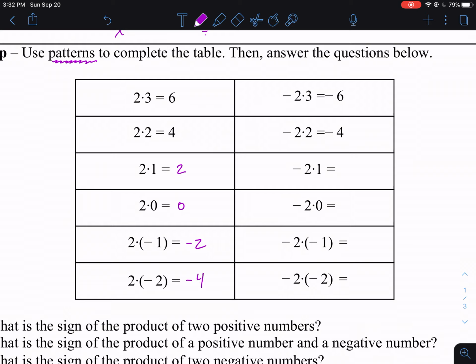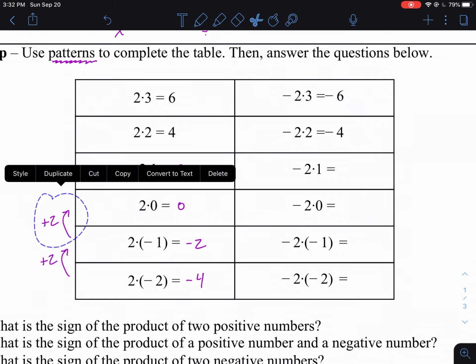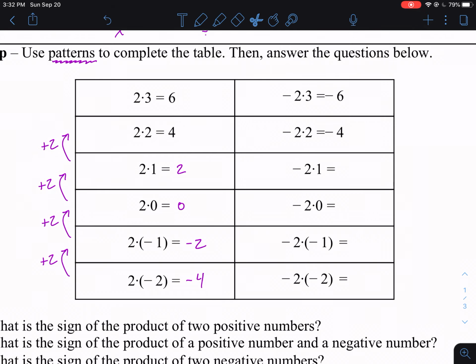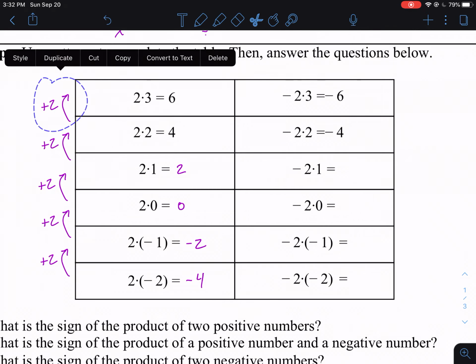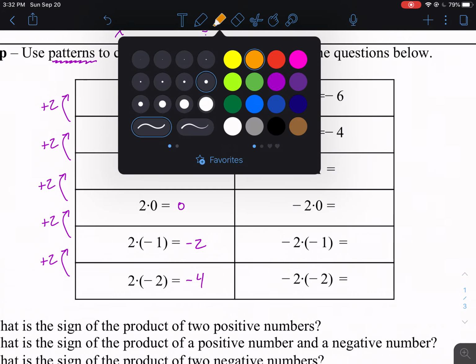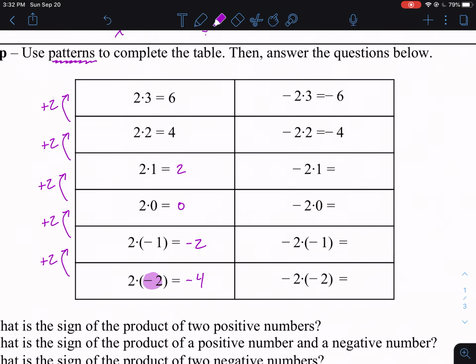So starting up here, we're adding 2 each time: plus 2, plus 2, plus 2 every time. That's because we're essentially adding a new 2 to our category. A negative 2 plus 1 is negative 1, plus 1 is 0, plus 1, plus 1, plus 1. That's why it's like counting all the 2's that we have. So each time we're adding another 2 to the pile. Plus 2, plus 2, plus 2.